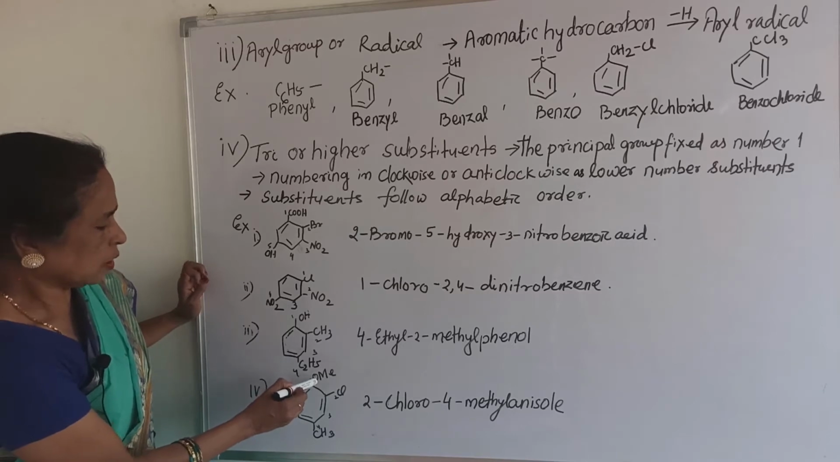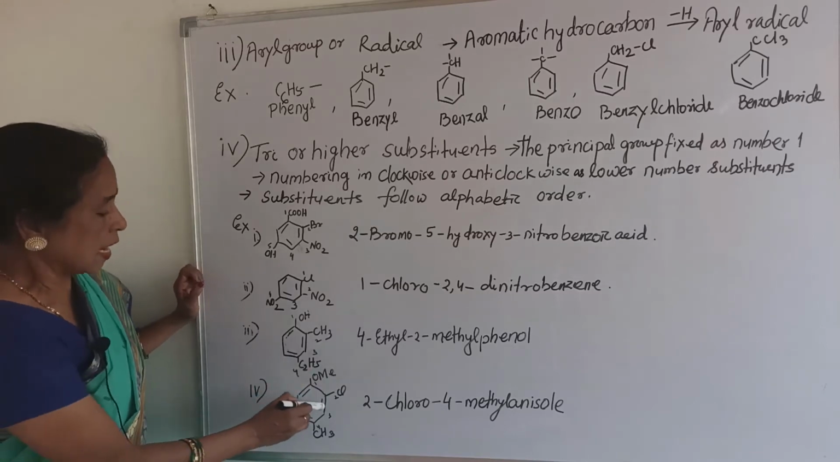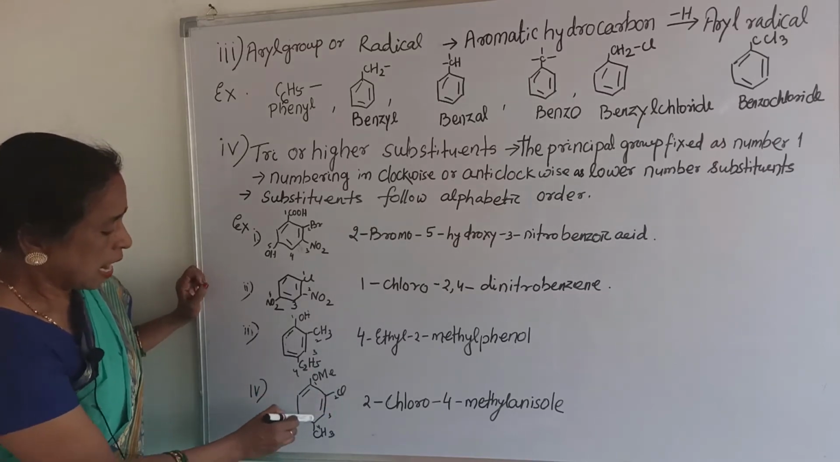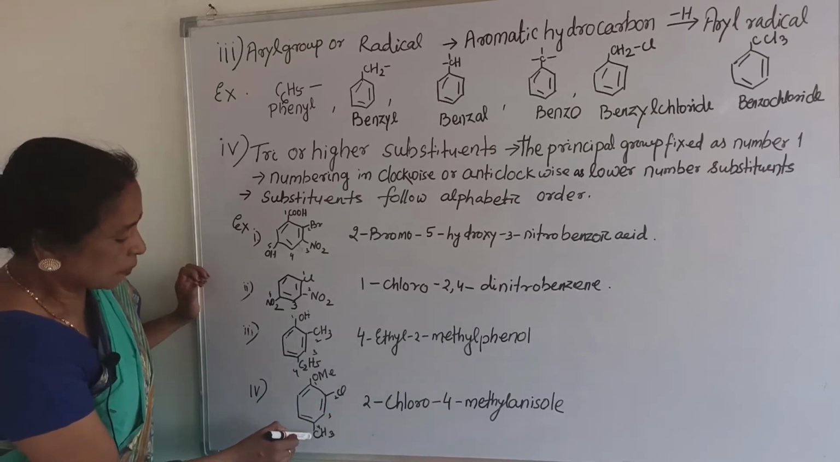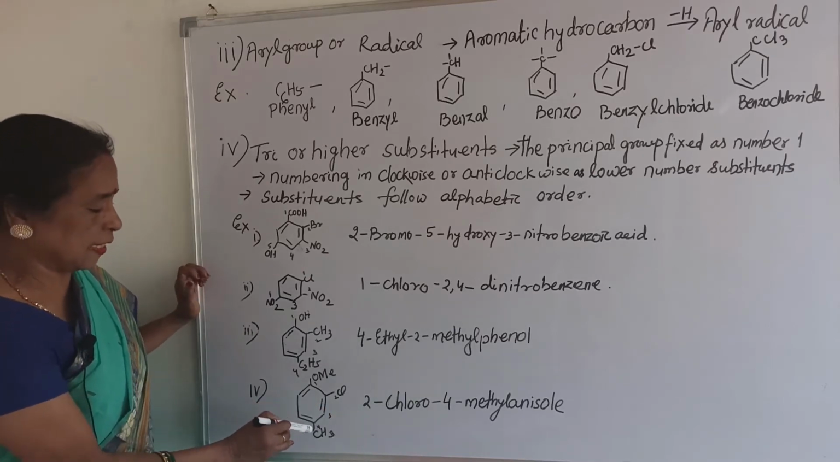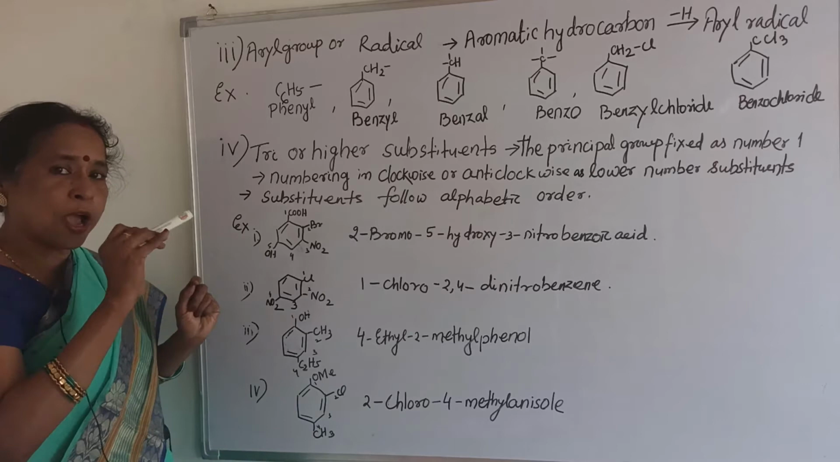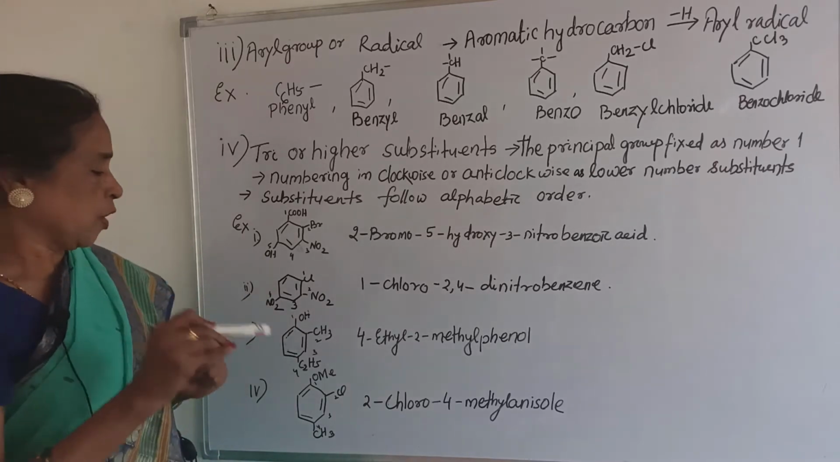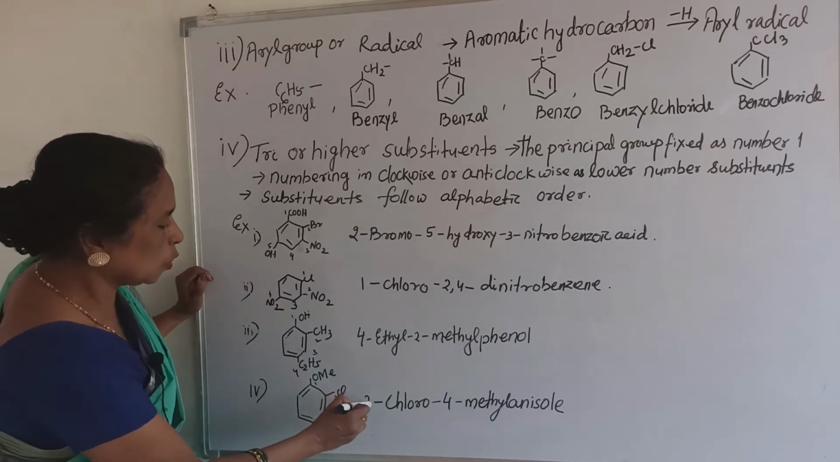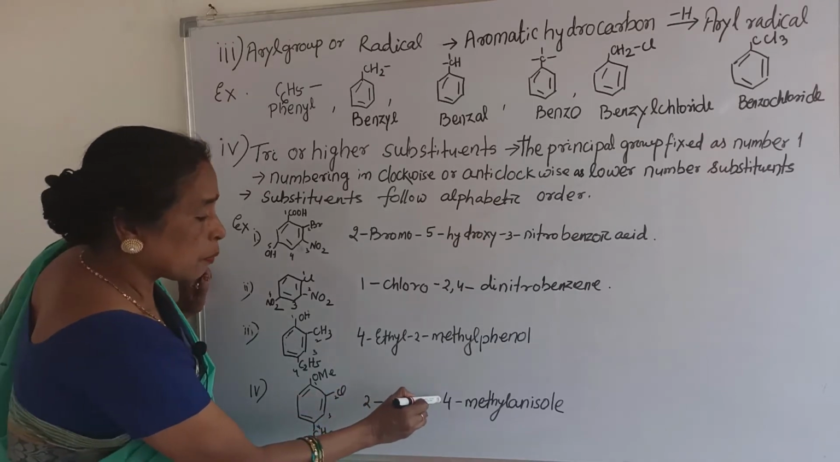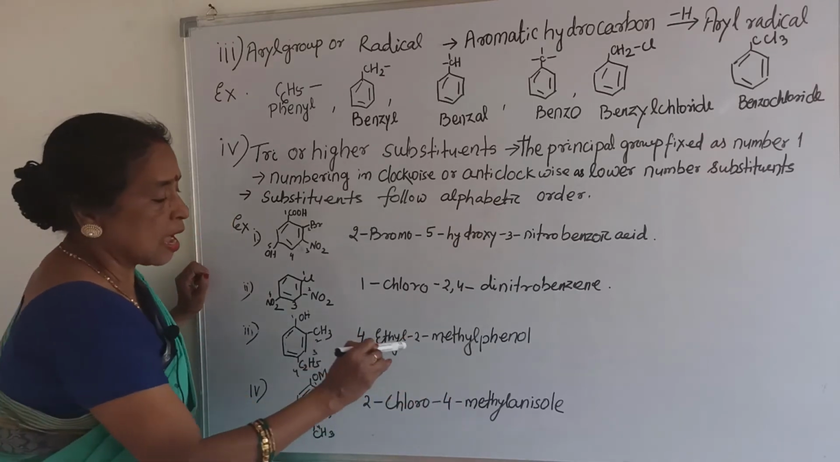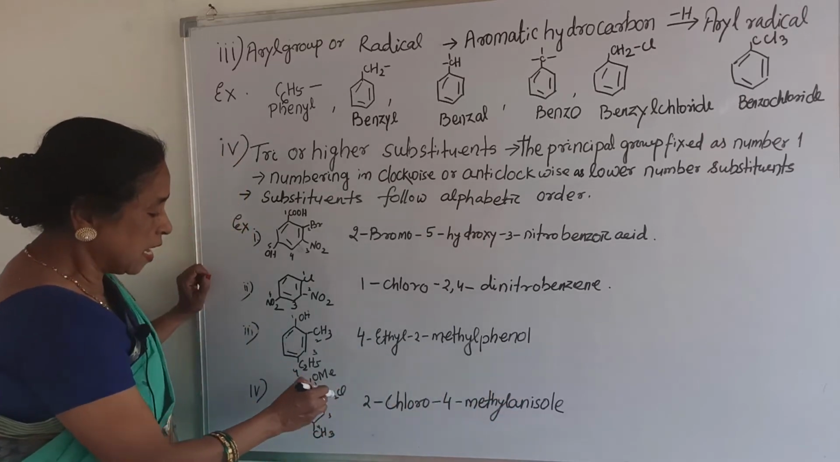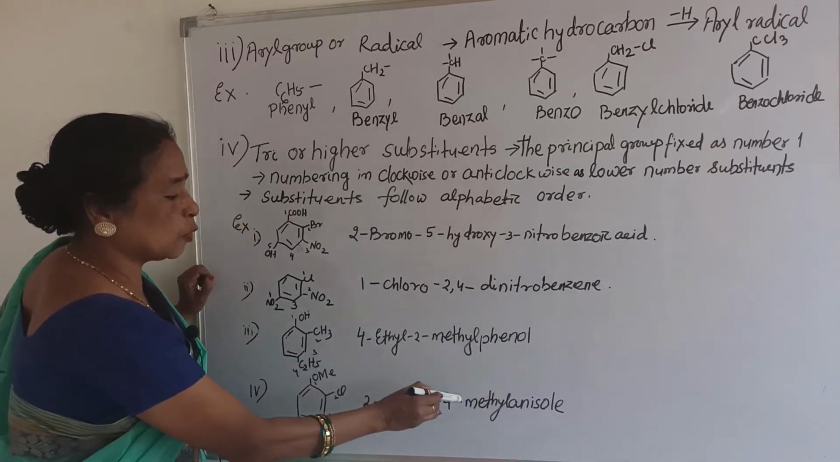In the first position there is OMe, in the 2 position chlorine, in the 3 position nothing, and the 4th position is CH3. Now if OMe is attached to benzene, it is known as anisole. So what happens here? 2-chloro-4-methylanisole. That means in the 2 position chloro, in the 4 position methyl.